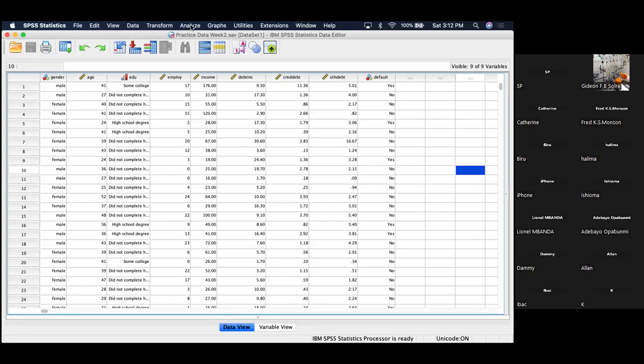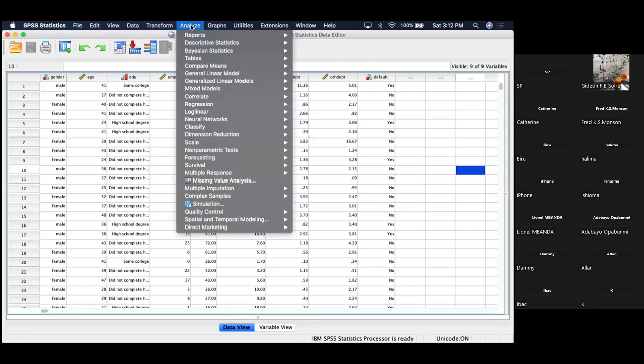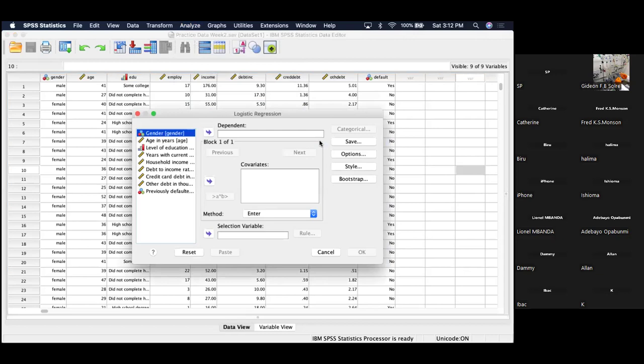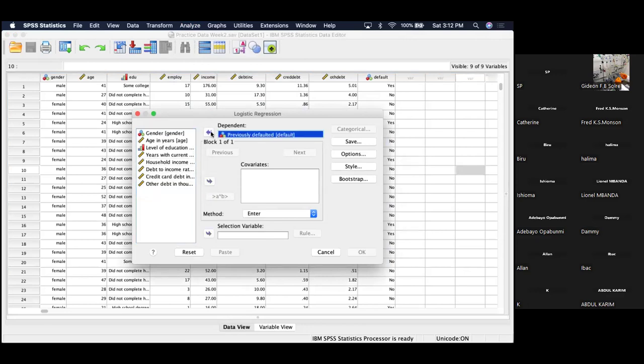So we go to Analyze, then we go to Regression. Under Regression, come to Binary Logistic. You click on Binary Logistic regression, and we demonstrated this last week. Our dependent variable here is the outcome variable, which must be measured dichotomously, and in this case, defaulting on loan payment. So all you have to do is click on it and move it into the dependent box.